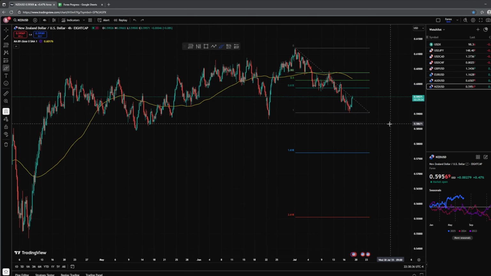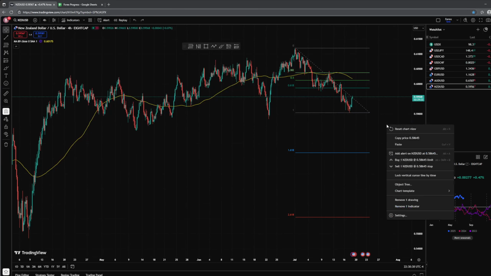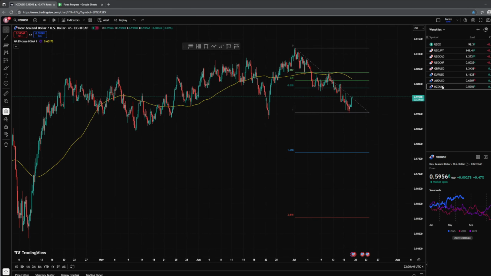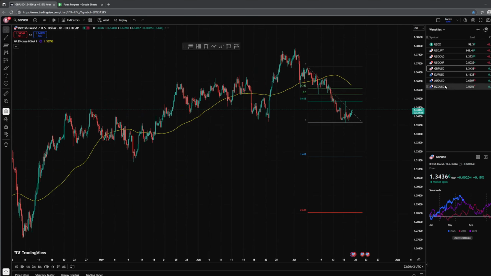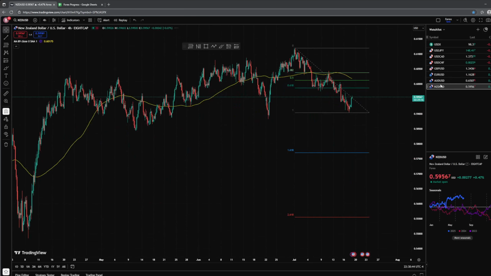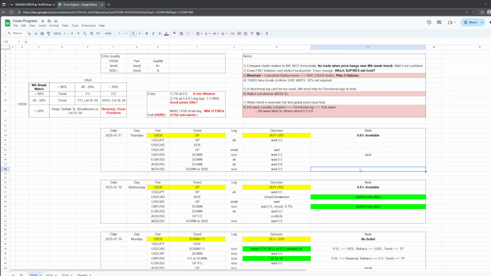Okay, so let's write it down. New Zealand dollar USD is looking great, just like pound USD. Let's write it down. New Zealand dollar USD looks great, most likely downtrend. Our decision is to wait 50% retracement.